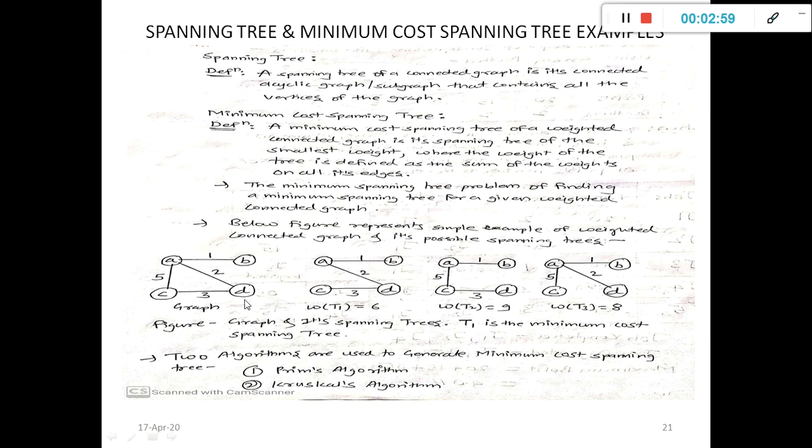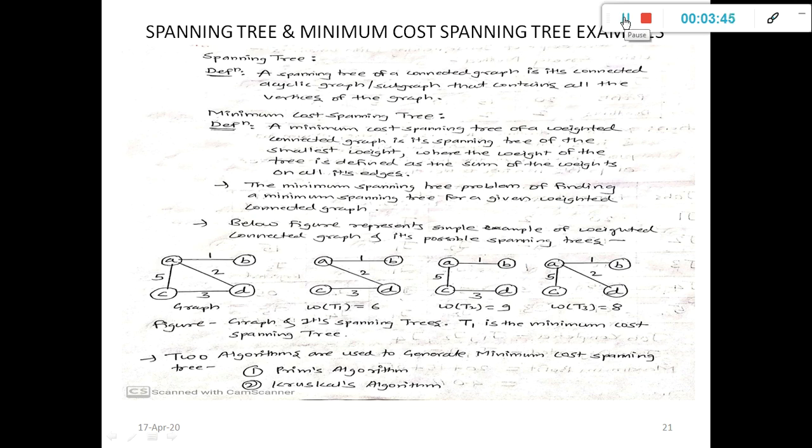Here again, for this given original weighted connected graph, 3 spanning trees are possible. That is spanning tree 1, spanning tree 2 and spanning tree 3. The cost of the first spanning tree is the sum of all the 3 edges, that is 1 plus 2 plus 3 equal to 6. Similarly, the cost of the second spanning tree is 1 plus 5 plus 3 equal to 9, and the cost of the third spanning tree is 1 plus 2 plus 5 equal to 8. Among the 3 possible spanning trees, the first spanning tree is the minimum cost spanning tree because its cost is 6.